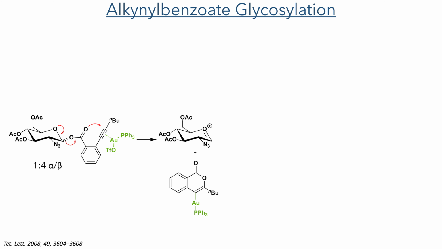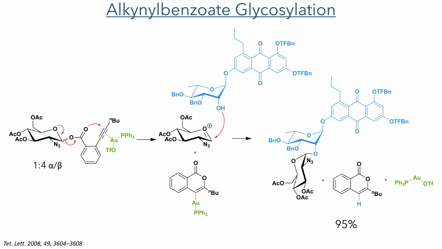This allows for the intramolecular addition of the ester group to form a lactone, together with its elimination from the sugar to form an oxocarbenium intermediate. This intermediate is attacked by the 2-hydroxyl group of the rhamnose donor to form the disaccharide, together with the protonation of the gold-bound lactone and the regeneration of the gold catalyst.